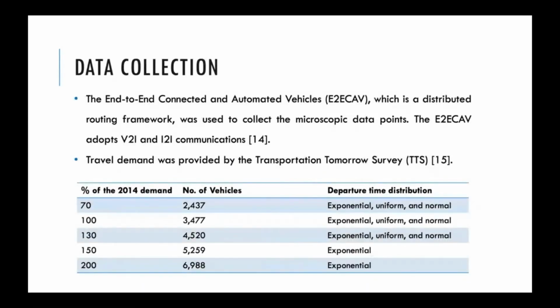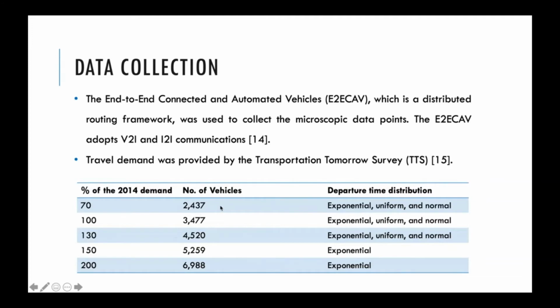Moving to the data collection, here you can see that we used the end-to-end connected and automated vehicle, E2E CAV, which is a distributed routing framework. We used it to collect the microscopic data points. The E2E CAV adopts two types of communication, vehicle to infrastructure and infrastructure to infrastructure. In terms of the demand level, it was provided by the Transportation Tomorrow Survey.